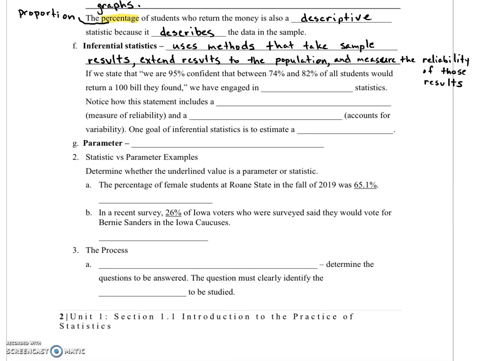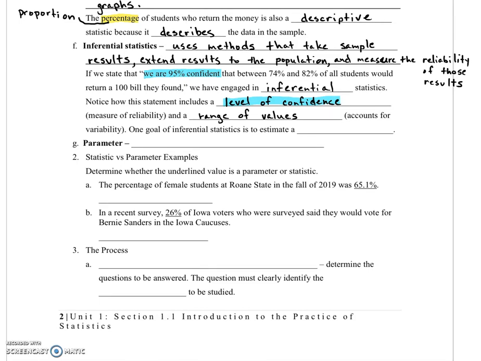So, if we state that we're 95% confident that between 74% and 82% of all students would return a $100 bill they found, we've engaged in inferential statistics. So this statement includes a level of confidence, that is our 95%. And that's the measure of the reliability. It also provides a range of values, which accounts for the variability.